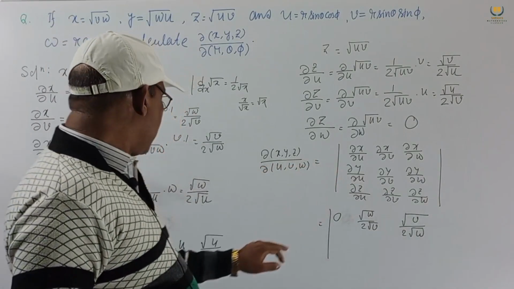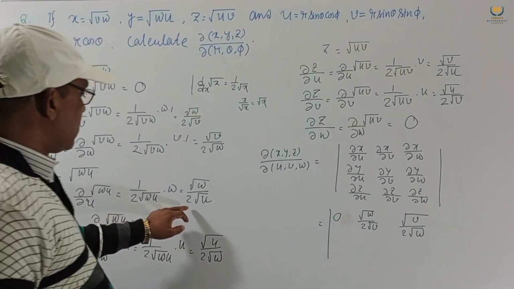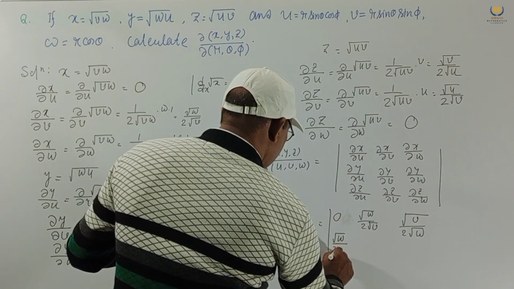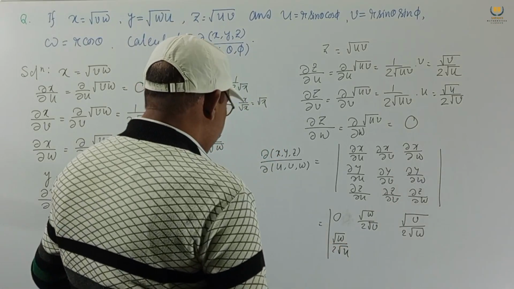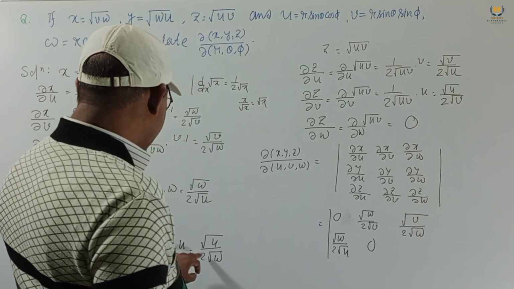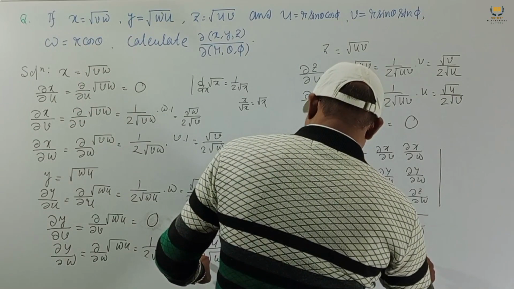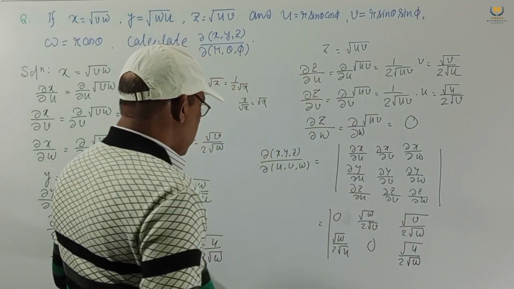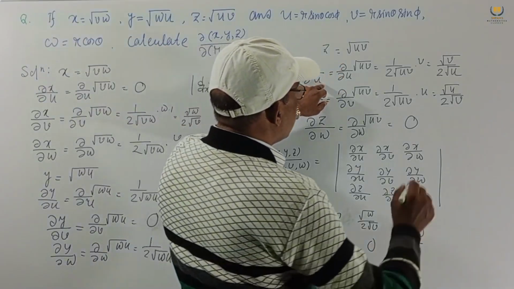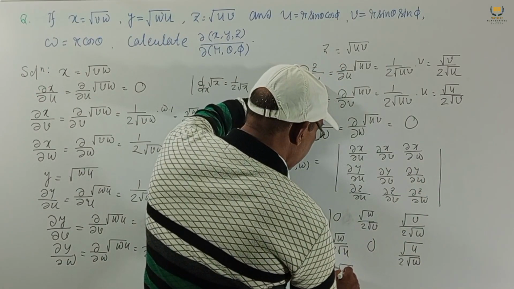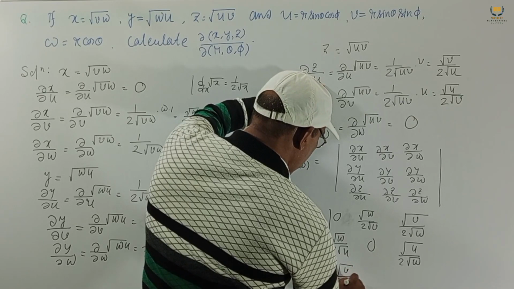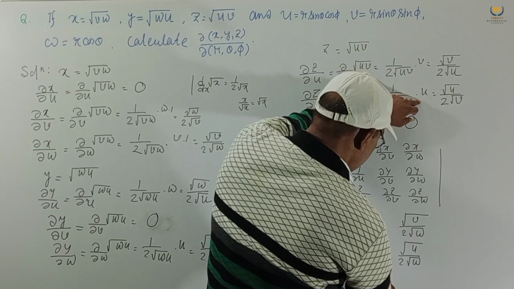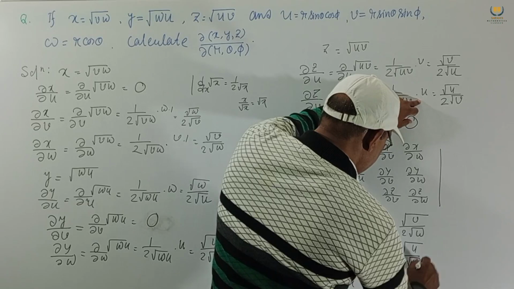Next, second row: del y by del u is root w by 2 root u, del y by del v is 0, and del y by del w is root u by 2 root w. And del z by del u is root v by 2 root u, del z by del v is root u by 2 root v, and del z by del w is 0, we get.